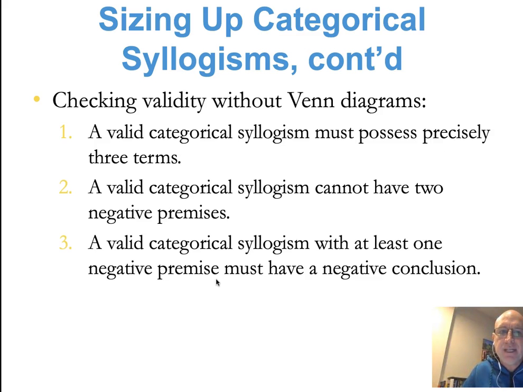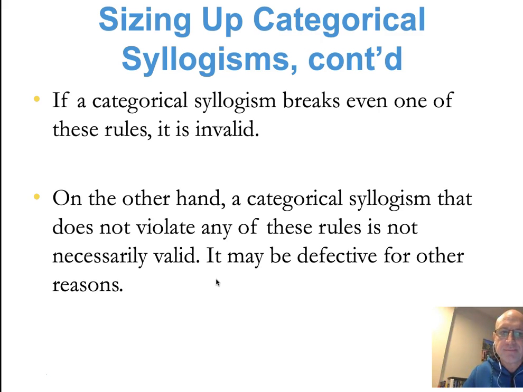Checking validity without Venn diagrams. A valid categorical syllogism must possess precisely 3 terms. A valid categorical syllogism cannot have 2 negative premises. A valid categorical syllogism with at least 1 negative premise must have a negative conclusion. If a categorical syllogism breaks even one of these rules, it is invalid. On the other hand, a categorical syllogism that does not violate any of these rules is not necessarily valid. It may be defective for other reasons.